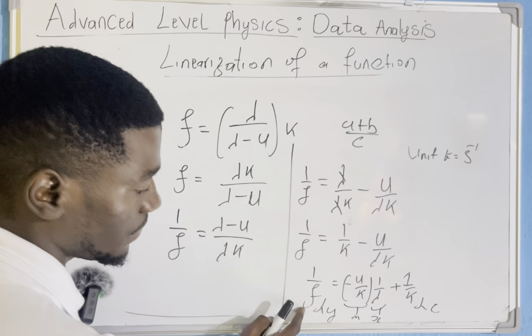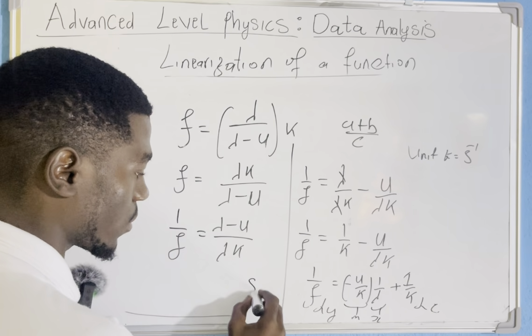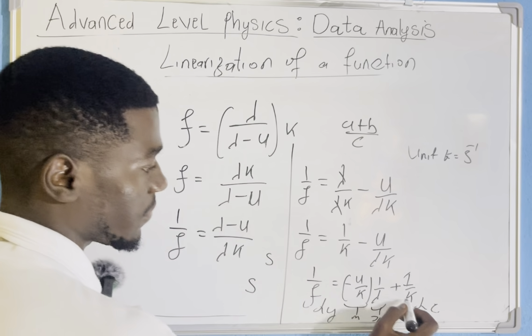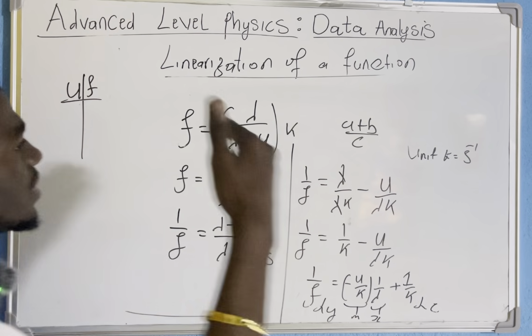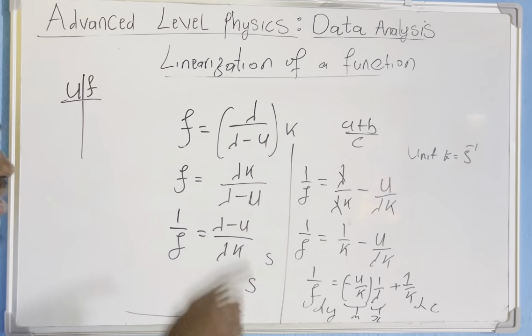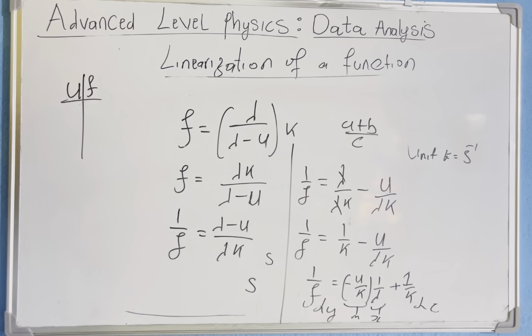1 over f here is in seconds, 1 over s, period. So it means that 1 over k here should also be in seconds. Therefore, making the unit of k to be per second. And if I'm already having the unit of k to be per second, it means that k should be a frequency. That is already an idea.